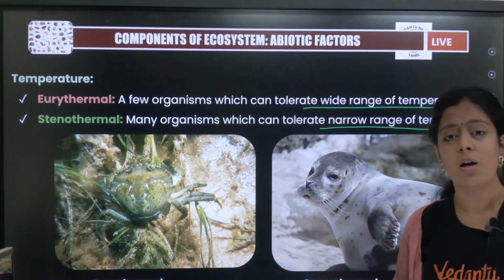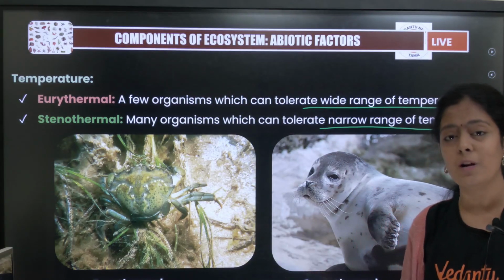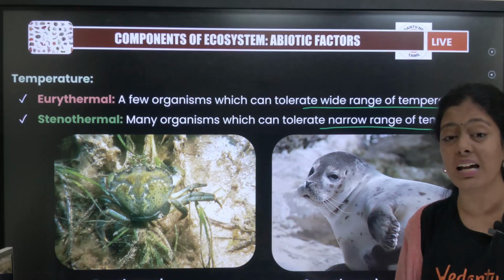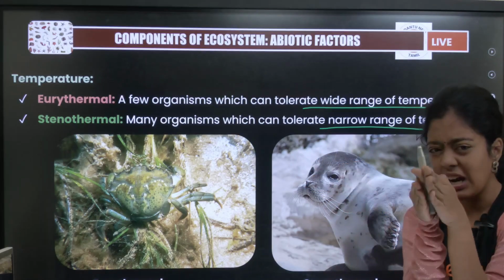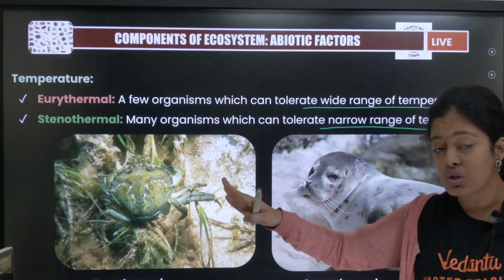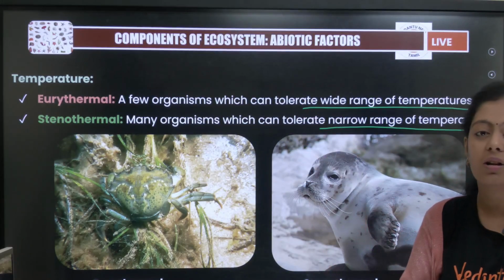Take a penguin. If we bring it from the polar region to a climate like Bangalore or Chennai, what will happen? The animal will die. They are steno, in a narrow range. They will not adjust. Eury organisms can actually adjust to a wide range of temperature.